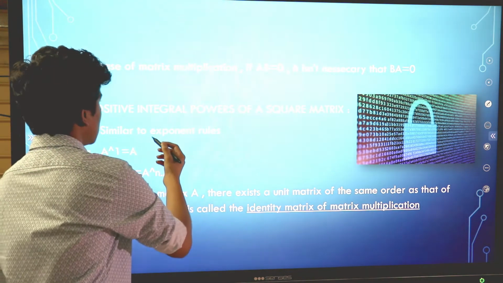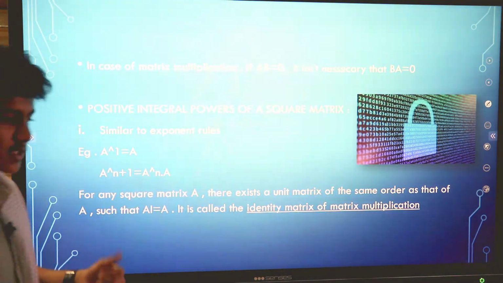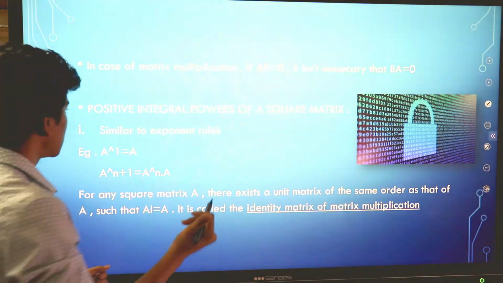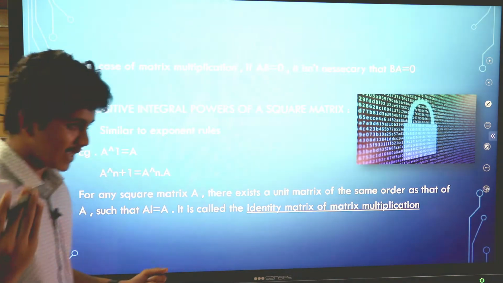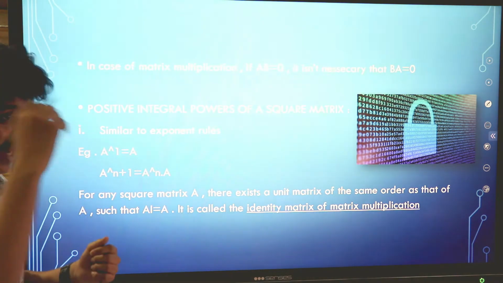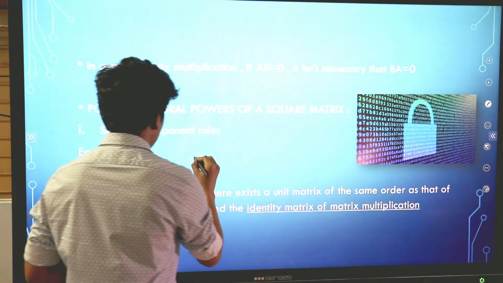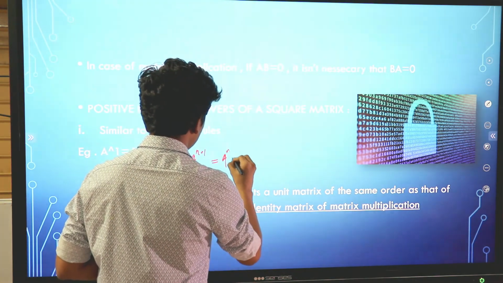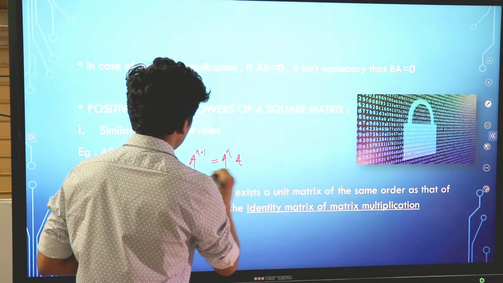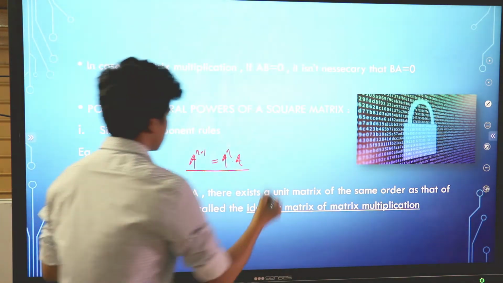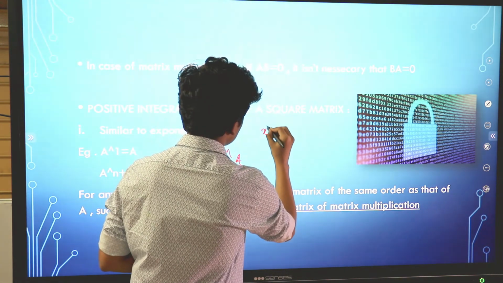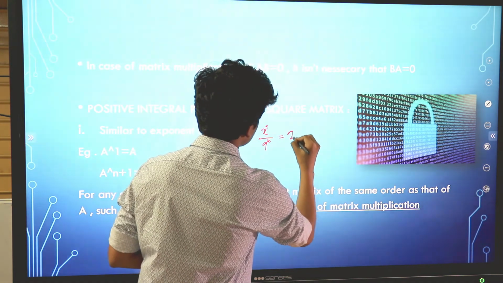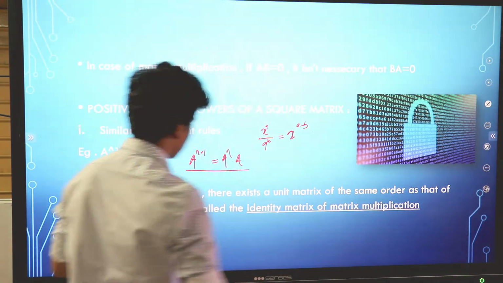That is the same thing. Positive integral powers are the basic exponential rules: a raised to 1 is a, and a raised to n plus 1 can be written as a raised to n into a. These are all the rules we use for integers. Say x raised to a upon x raised to b can be written as x raised to a minus b. These are the basic things I'm talking about.